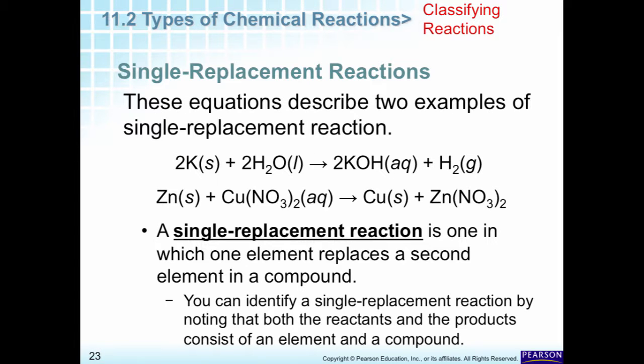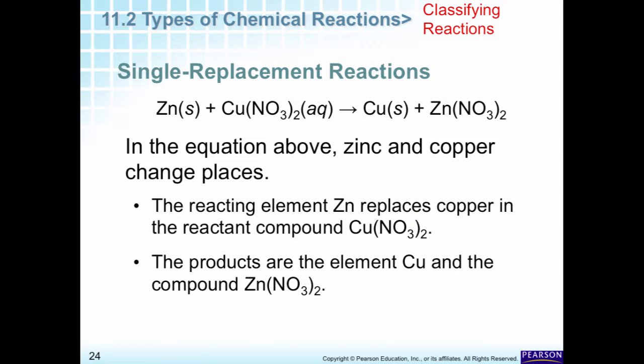Okay, so there's the balanced chemical equation for the first one and the second one. They're both single replacement. So one element kicks the other element out, and both sides should have one element, but it's different on both sides of the equation. Zinc and copper change place in that equation.